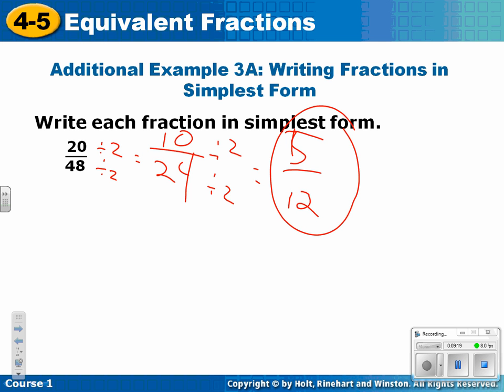It would have been a lot easier to divide top and bottom by 4 to begin with, right? I need to be able to know what the greatest common factor is. If I know the greatest common factor, I know I'm going to have the simplest form. Okay?